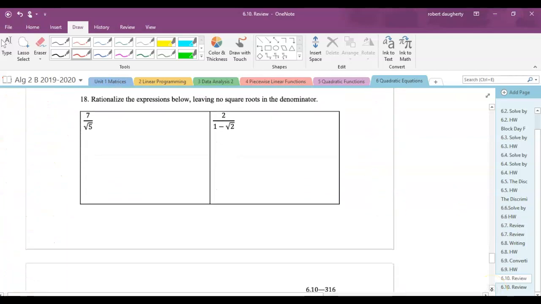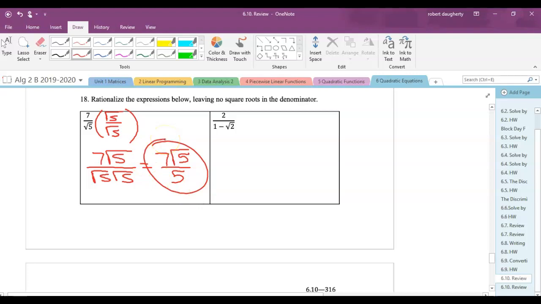Rationalizing. How do I rationalize this? This first one needs to be multiplied by the square root of 5 over the square root of 5. This gives me 7 square root of 5 over the square root of 5 times the square root of 5. So that's 7 square root of 5 over 5. The next one needs to be multiplied by the irrational conjugate, so 1 plus the square root of 2 over 1 plus the square root of 2.